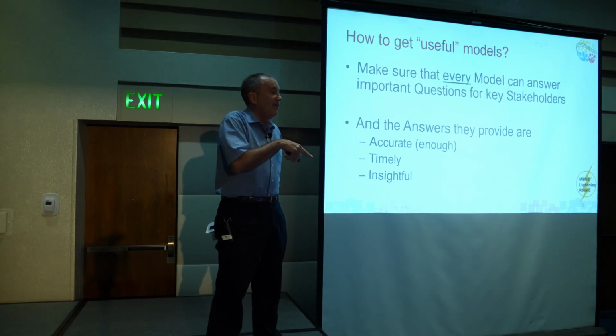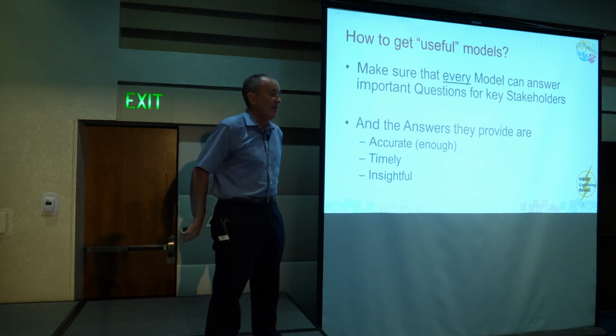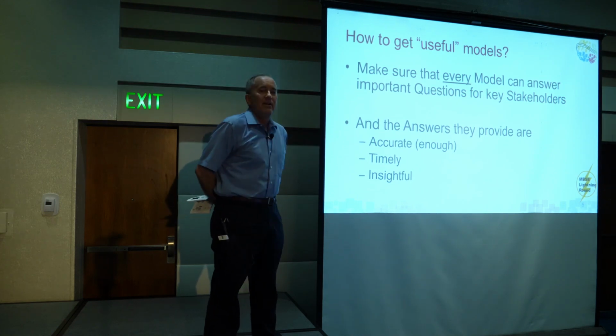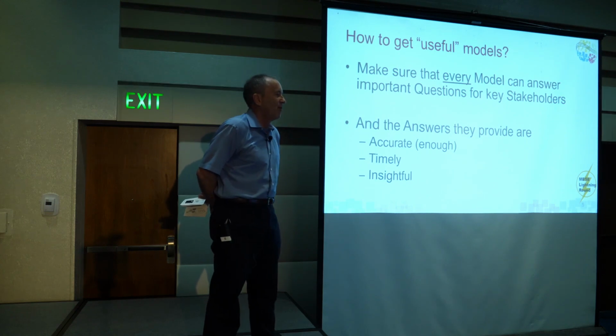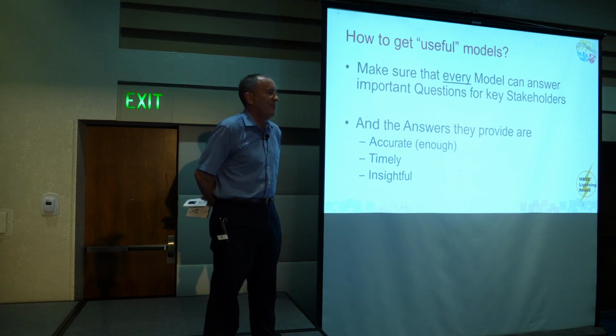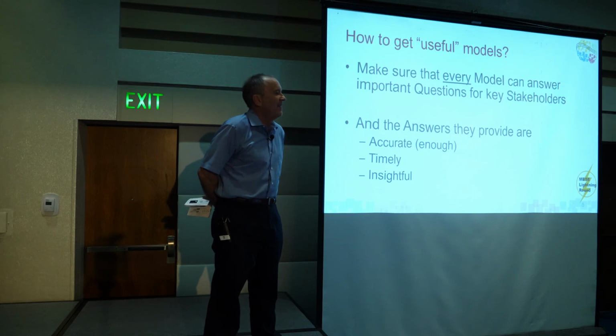And the answers to the early questions might lead you to ask different questions down the road. So the answers need to be accurate. Notice I said enough. You can always do more modeling, do more work to make them more and more accurate, but they just need to be accurate enough. And sometimes you need to do a quick and dirty model just to give us a quick and dirty answer so we know what question to ask next.